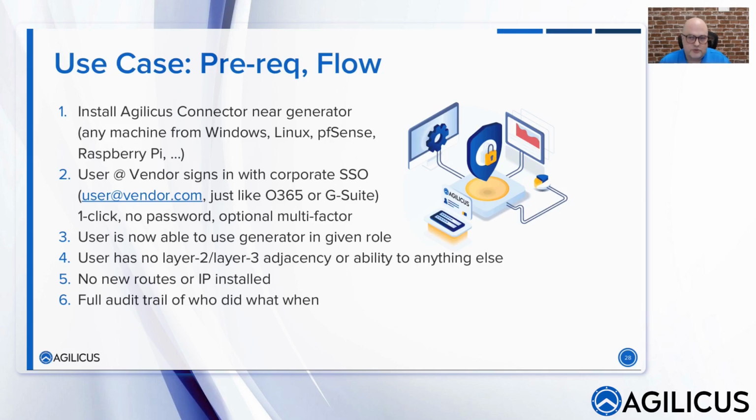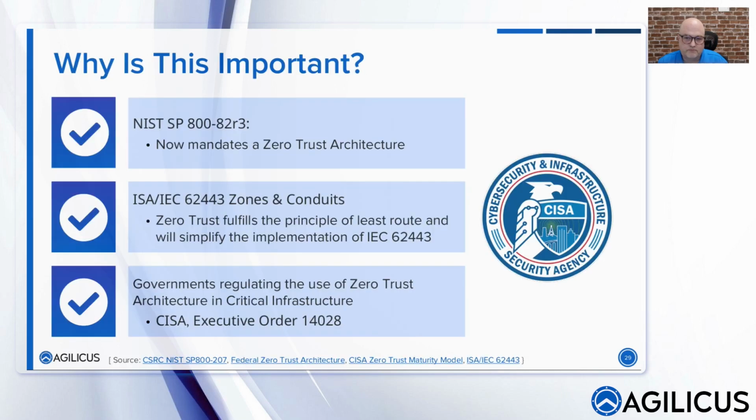Now the user gets their job done, which is really all they wanted. They didn't want to understand the complexity of your corporate desires. They just wanted to get their task done and get on to their next thing. There's no layer 2 or layer 3 network adjacency here. There's no routing. They can't get to anything else, and there are no new routes installed. So it's not like a VPN that, when it comes up, breaks your Teams call. It just doesn't have that. And you have a full audit trail. You can verify who did what when. In case anything ever happens with that generator, you'll know where it came from.